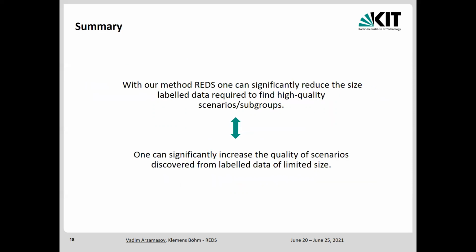To summarize, we have proposed the method REDS, and with this method, one can significantly reduce the size of labeled datasets required to find high-quality scenarios or subgroups. Or equivalently, one can significantly increase the quality of scenarios discovered from labeled data of limited size.